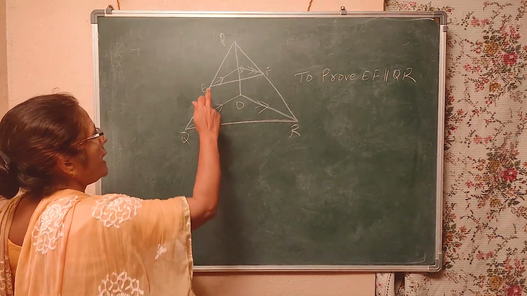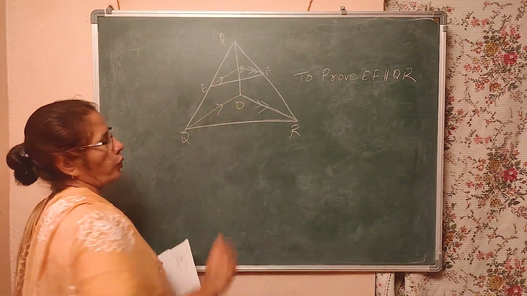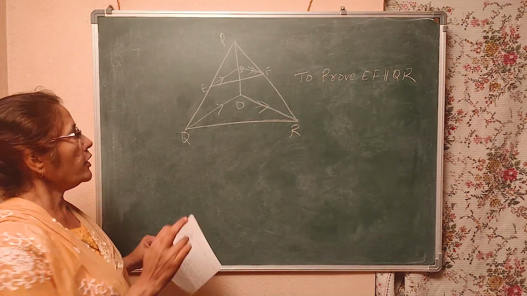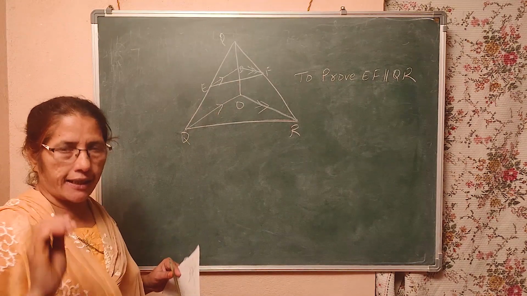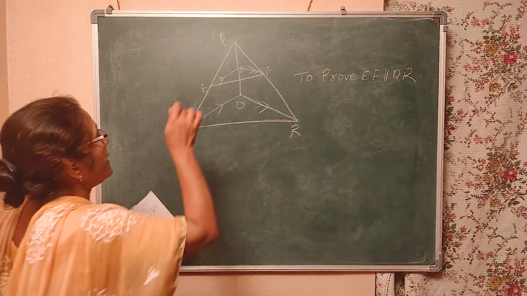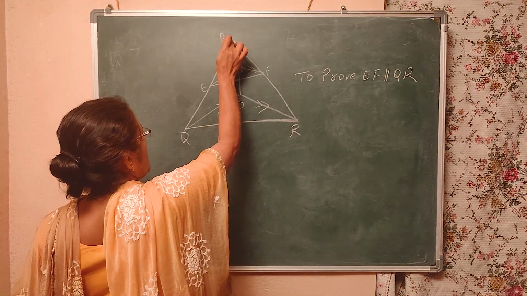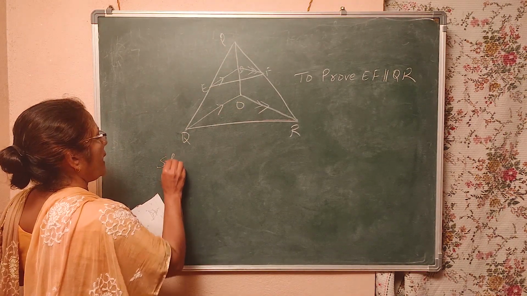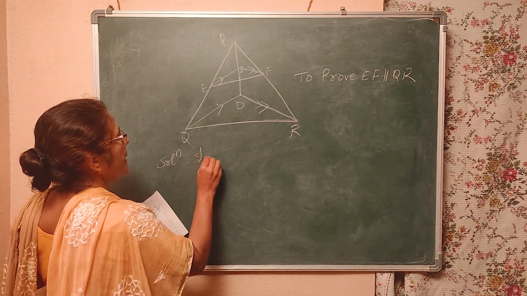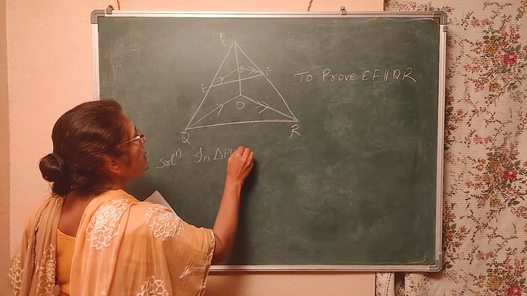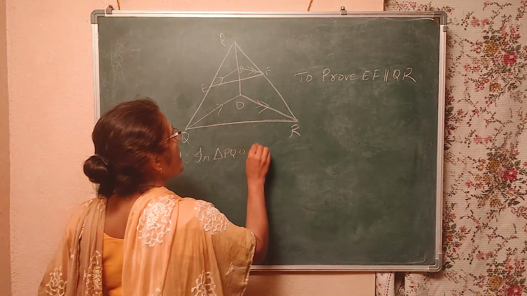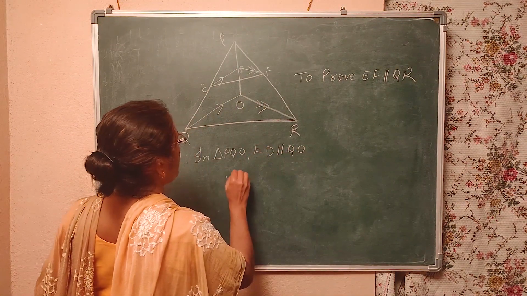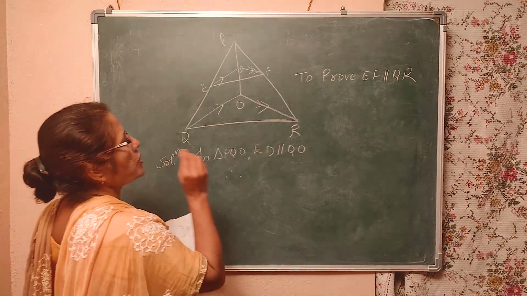See, they have given ED is parallel to OQ. Immediately what you have to do? You have to take a triangle where these two lines occur. Which is that triangle? I can take triangle PQO. So you can start solution like this. In triangle PQO, here, ED is parallel to QO. Therefore, using Thales theorem.